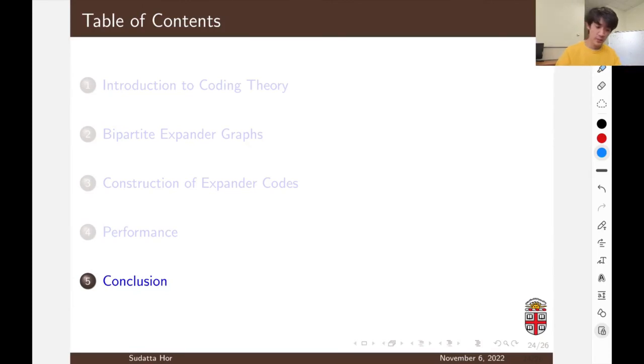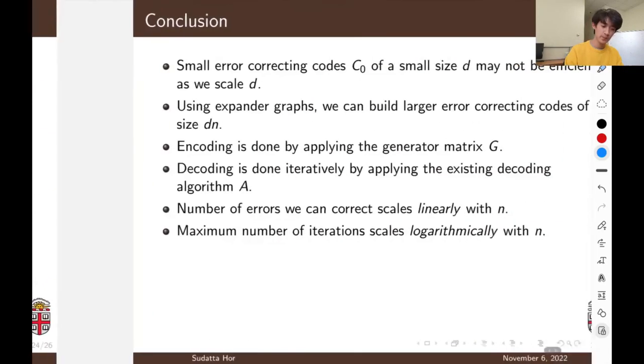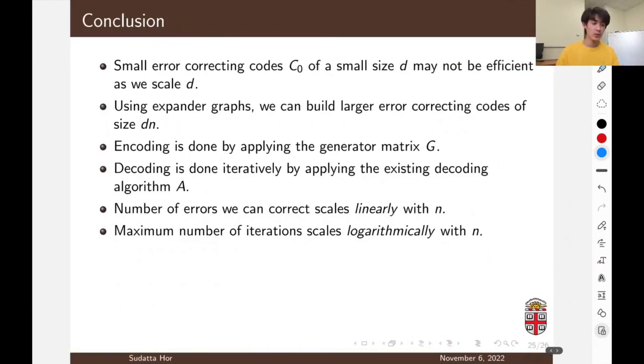Alright, next let's wrap up what we've covered today. So we talked about small error correcting code, C0, and it's a small size D, but it might not be efficient if we scale it up. So using expander graphs, we can actually build efficient, larger error correcting codes of size Dn. We just encode using a generating matrix G, and we decode just by iteratively applying the existing decoding algorithm A.